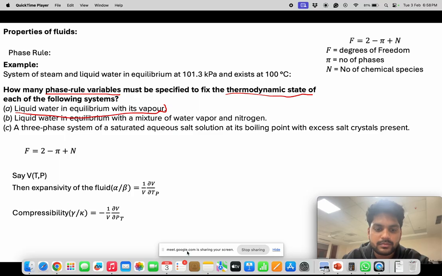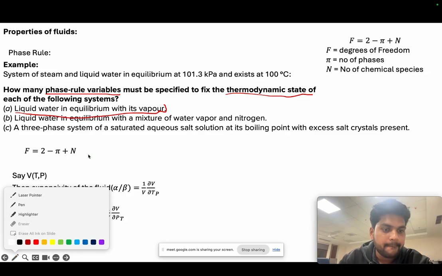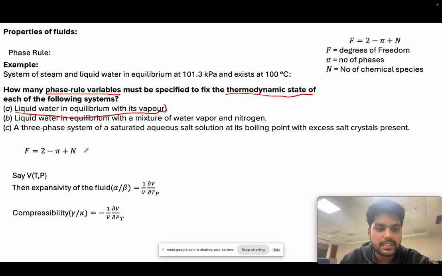One variable. So basically it will be 2 minus, since there are two phases, 1. Okay, it is 1. So can you give me the answer for the second one?